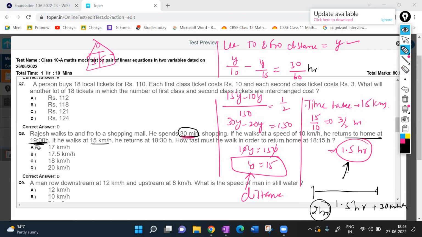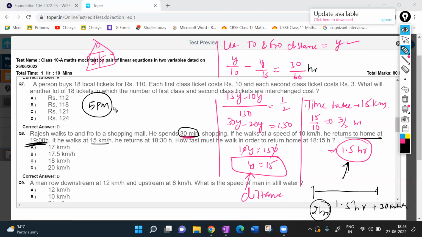He returns home at 7 o'clock. But he is investing a total of 2 hours at the shop and traveling, everything 2 hours. So at what time might he have started? At 5 o'clock? Sorry, not 5 hours, 5 o'clock. 5 p.m. he might have started.